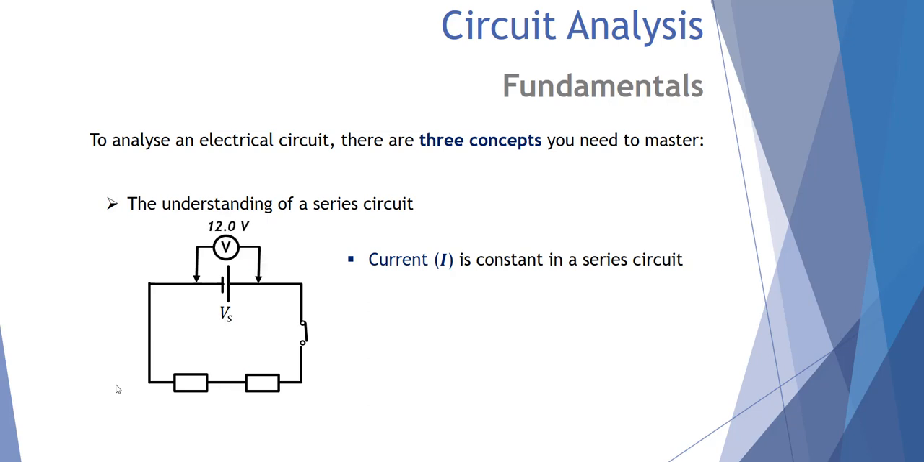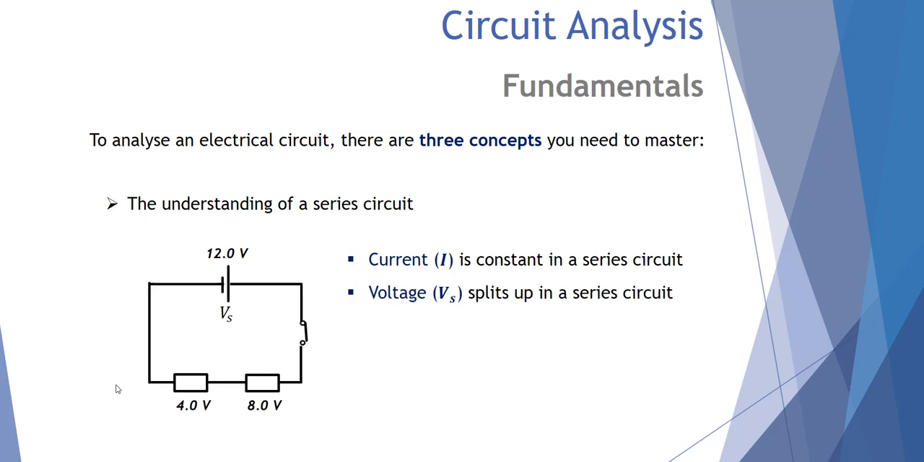Voltage of the supply, Vs, is 12 volts. Voltage across this first component is 8 volts. Can you predict the voltage across the second component? That's right, it's 4 volts, because the voltage within a circuit splits up to equal that of the battery or the supply.